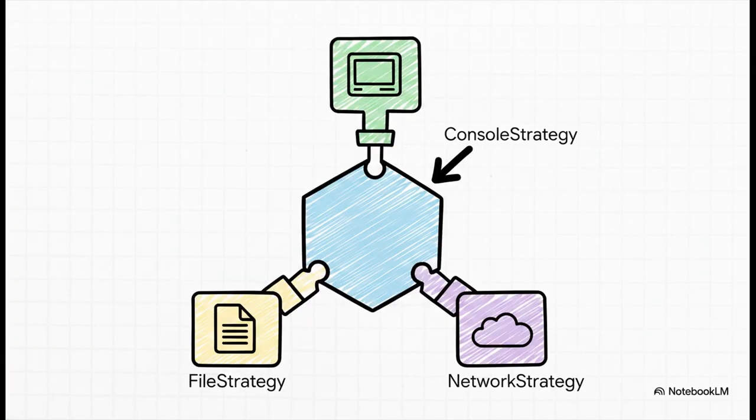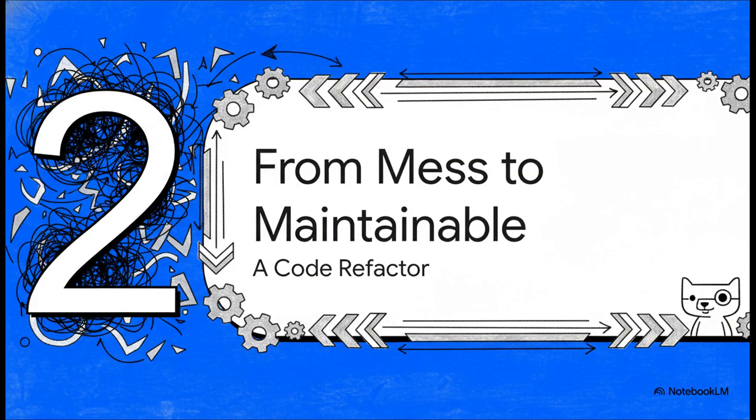And this picture shows the idea perfectly. You've got this central PrintStrategy interface right in the middle. It's like a universal socket. Then you have these separate, totally interchangeable modules, a console strategy, a file strategy, a network strategy, and they all just plug right into that same socket. Your main program just holds onto the socket, and it can swap any of these strategies in and out without its own code ever having to change. It's brilliant.